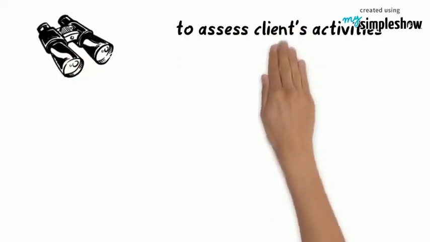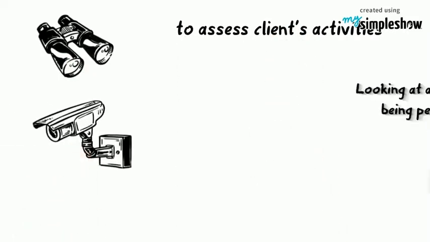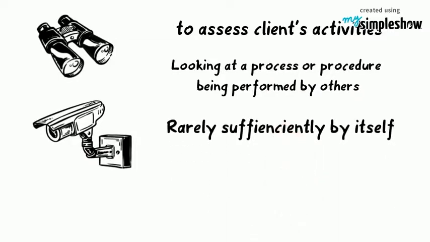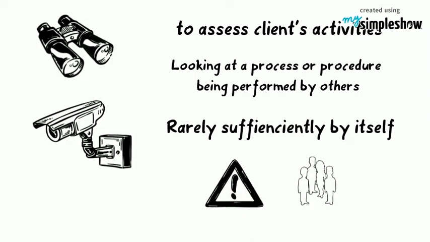Secondly, observation. It is the use of the senses to assess clients' activities. Observation consists of looking at a process or procedure being performed by others. Observation is rarely sufficient by itself because of the risk of someone changing their behavior because of the auditor's presence.